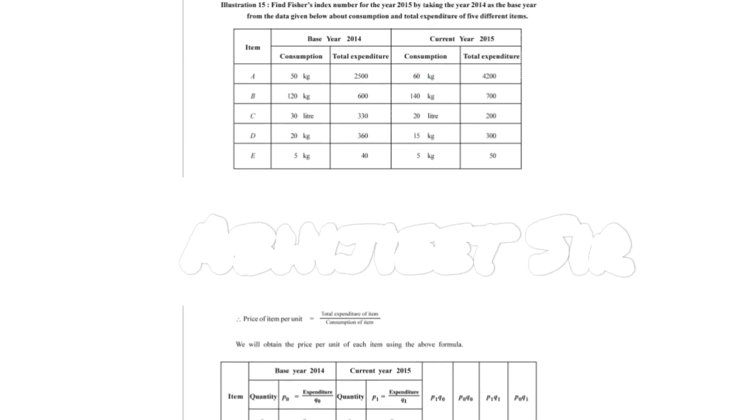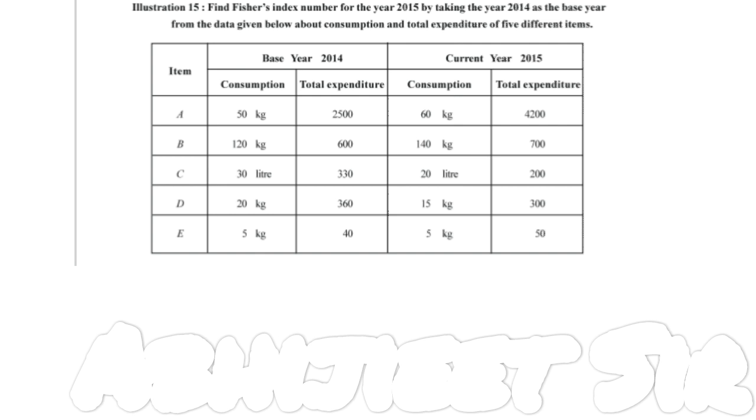Coming to example number 15. Find Fisher index number for the year 2015 by taking the year 2014 as the base year from the data given below about consumption and total expenditure. See students, total expenditure means price into quantity. For base year, P0Q0 is already given. For current year, total expenditure means P1Q1 is already given.